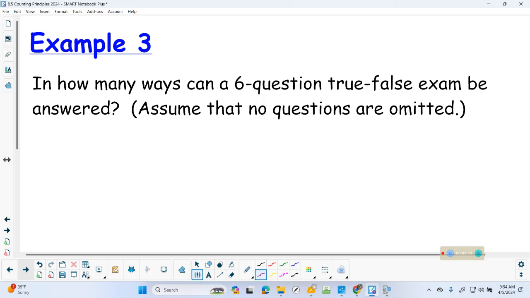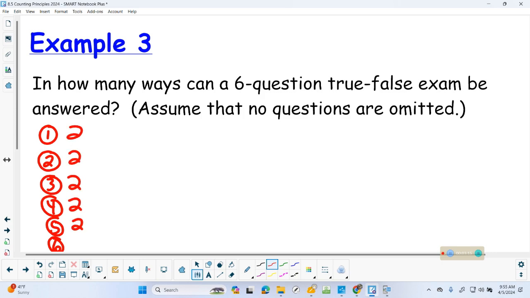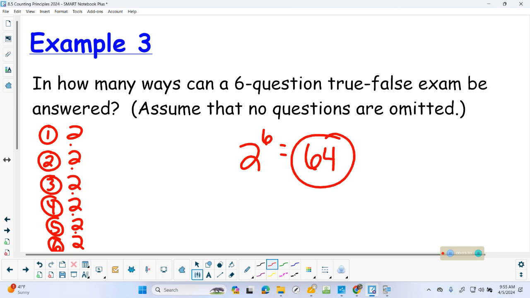Okay, how many ways can a 6-question true-false exam be answered? Now, 6 questions. Think about your 6 questions. Hang on. How many choices do you have for each question? 2, true or false. They each have 2 choices. So we are going to multiply all of that together, or an efficient way to punch it in your calculator would be 2 to the power of 6, for a final answer of 64. I know this is very exciting. Any questions on that? Okay, all right.